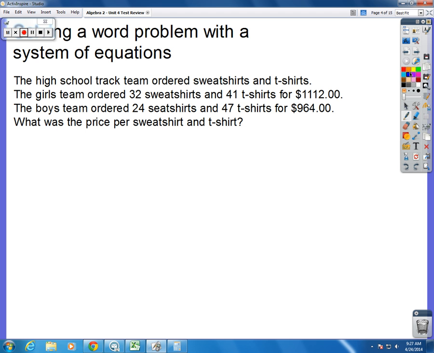So the first thing we want to do here is write a system of equations. Maybe let sweatshirts be x, t-shirts be y. So that system is going to look like this. 32x plus 41y equals 1112. 24x plus 47y equals 964. All right, now we can solve that system of equations using any method.